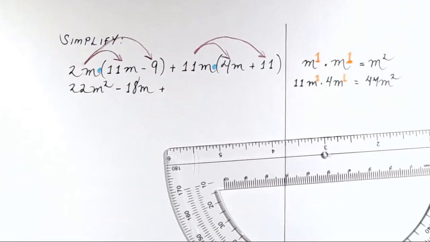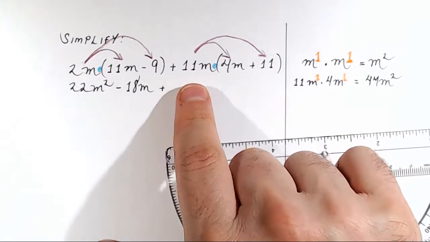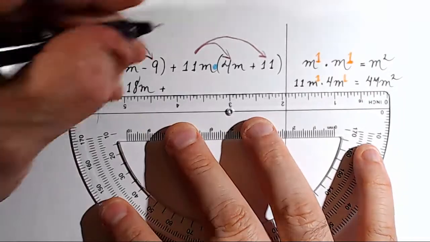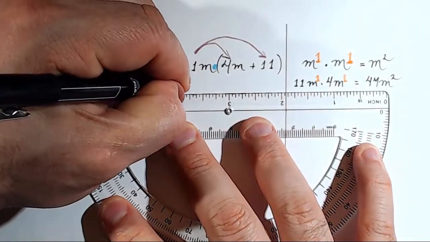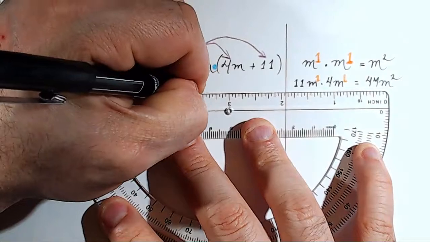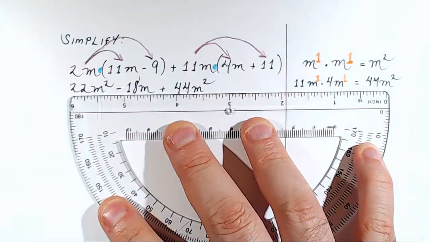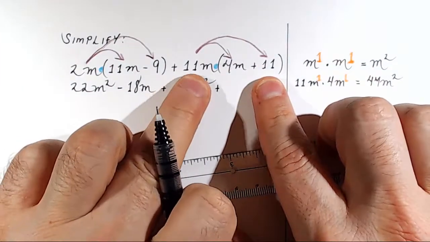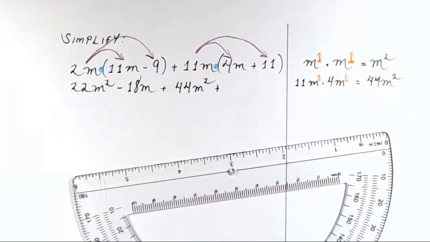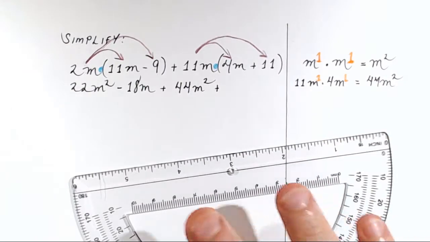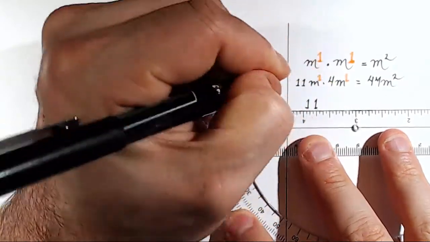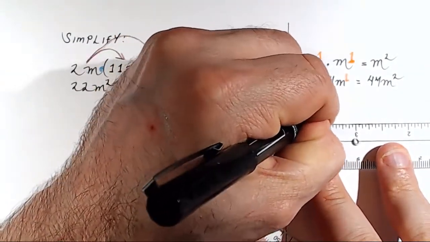44m squared. So when we go back to our problem, we have 11m times 4m. That is just 44m squared. Plus, now we'll do the second thing, 11m times 11. There's no m over here with that 11, so the m's just going to come along for the ride. We've got to figure out, though, what 11 times 11 is. And if you don't know it off the top of your head, just multiply 11 times 11.